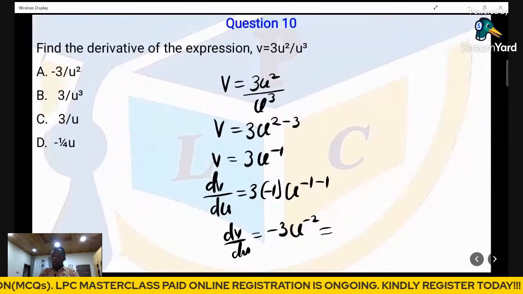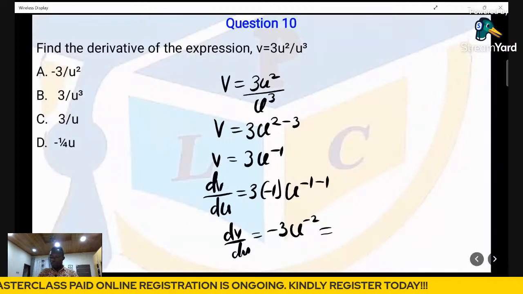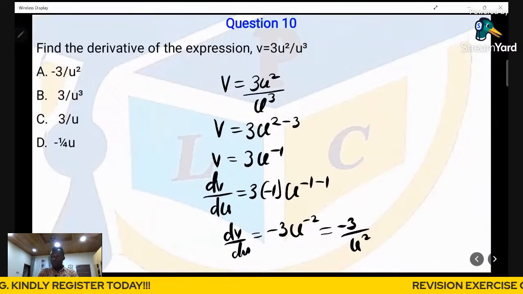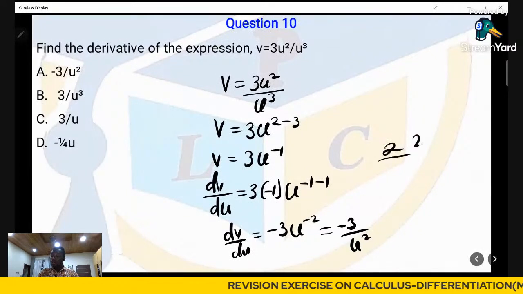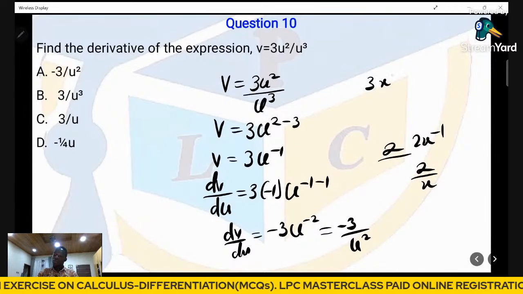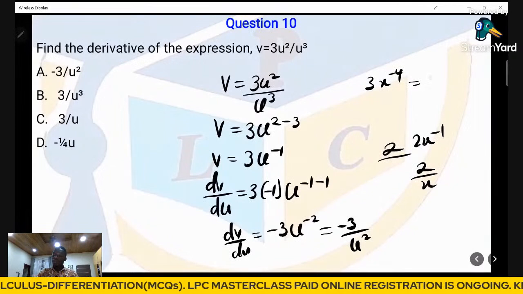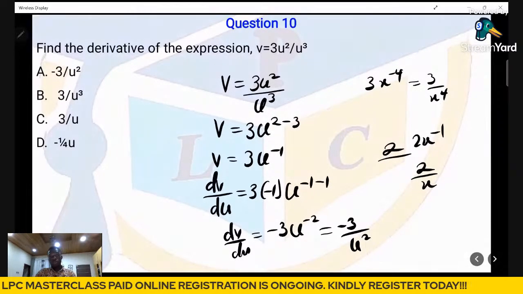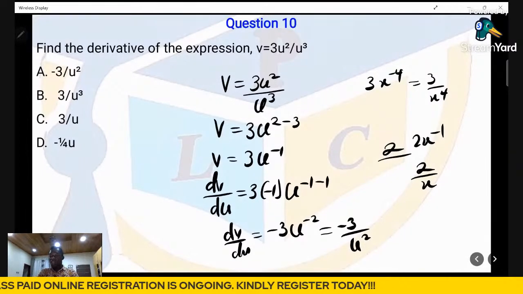So for me to write this in its simplest form, that becomes -3 over u squared. If I have, for example, 2x to the power of negative 1, I can write this as 2 over x. If I have something like 3x to the power of negative 4, I can write this as 3 over x to the power of 4. Likewise, if I have negative 3u to the power of negative 2, I can write this as negative 3 over u squared. I hope that is clear.